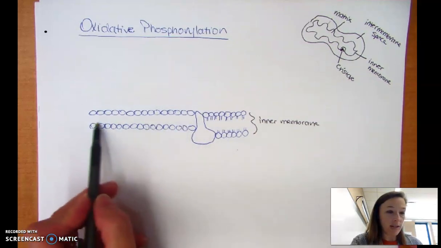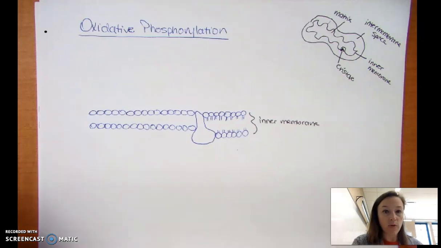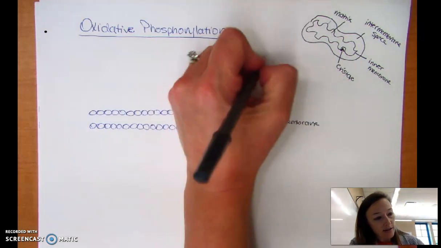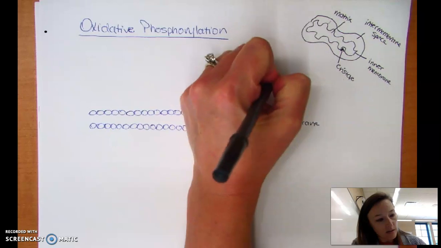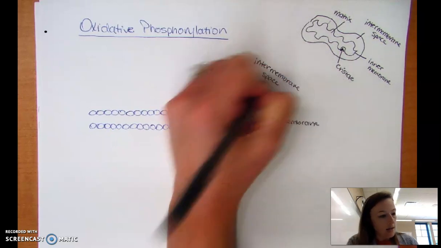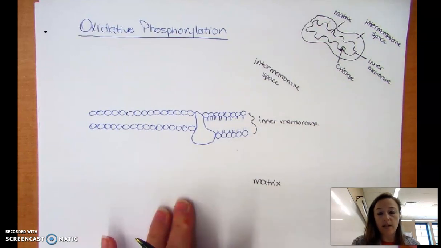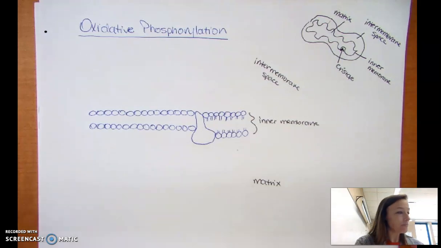I didn't put all my little tails over here because I'm going to be drawing some stuff in there. So I didn't want that to be a little confusing. Out here is the intermembrane space. Okay, and down here is the matrix. So we just did the citric acid cycle down here. Okay, so that kind of gives you a feel for where we're at.